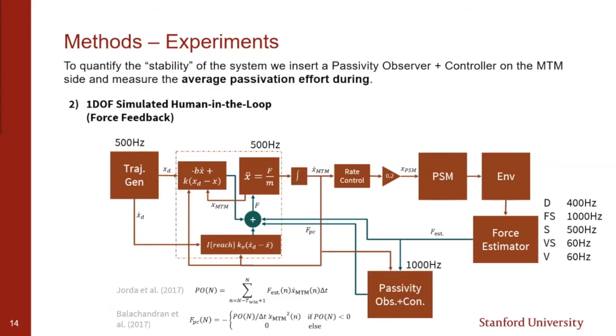To try and quantify stability in this system, we look to using passivity. The passivity observer and controller module was added to the system, and then we measured the amount of control effort the passivity controller was attempting to generate to try and passivate the system. Here we only looked at the control side, the human side stability, passivity, so to speak.